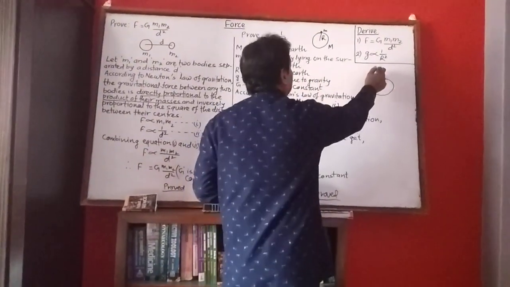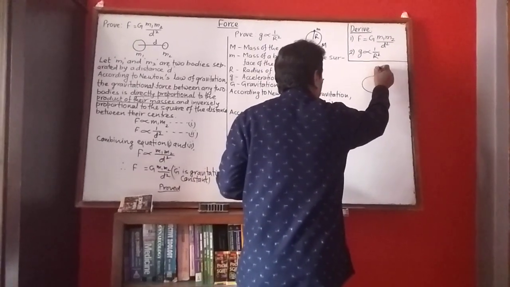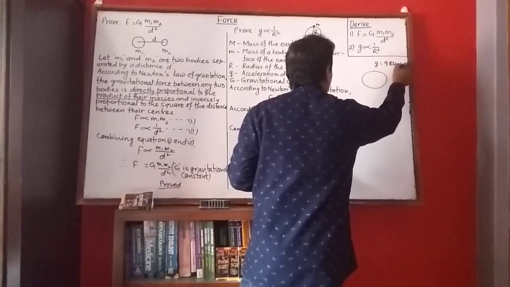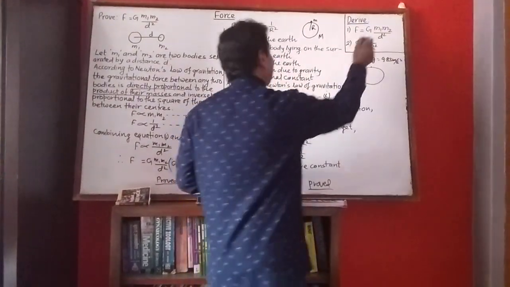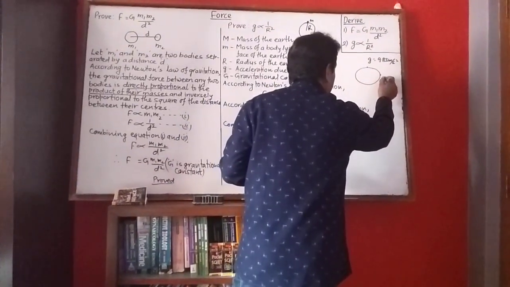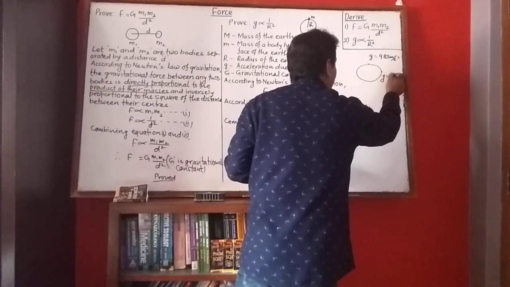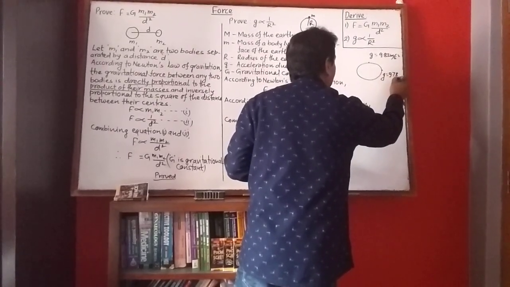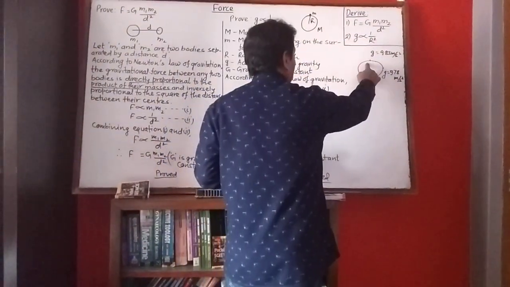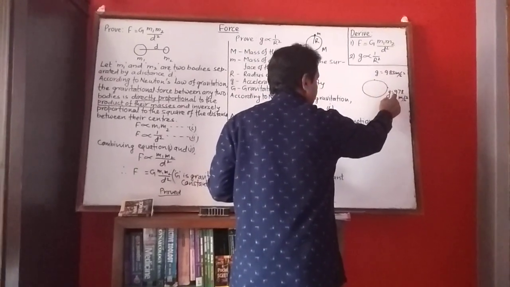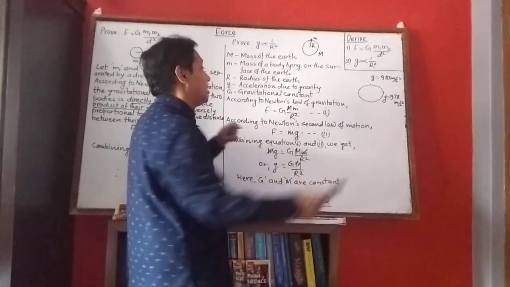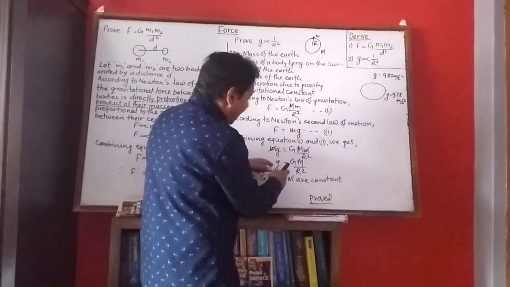Let's say if a body is dropped at north pole, the acceleration due to gravity is found to be 9.83 meter per second square at north pole. And if the same body is dropped at the equator at this place, then acceleration due to gravity small g is found to be 9.78 meter per second square. Look at this value. Acceleration due to gravity is more at pole, less at equator.